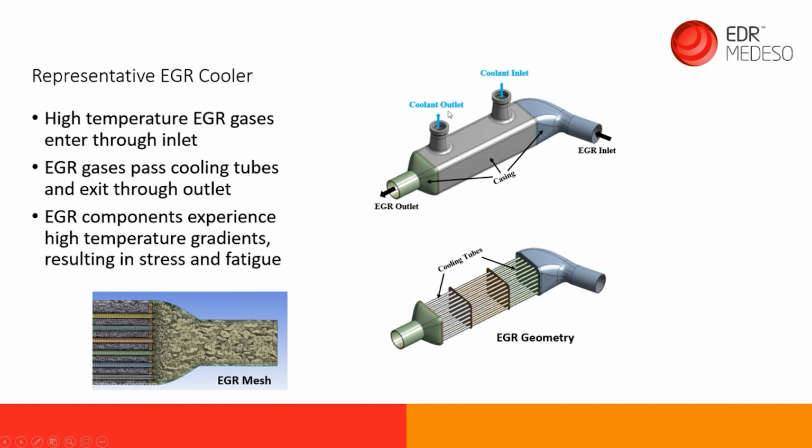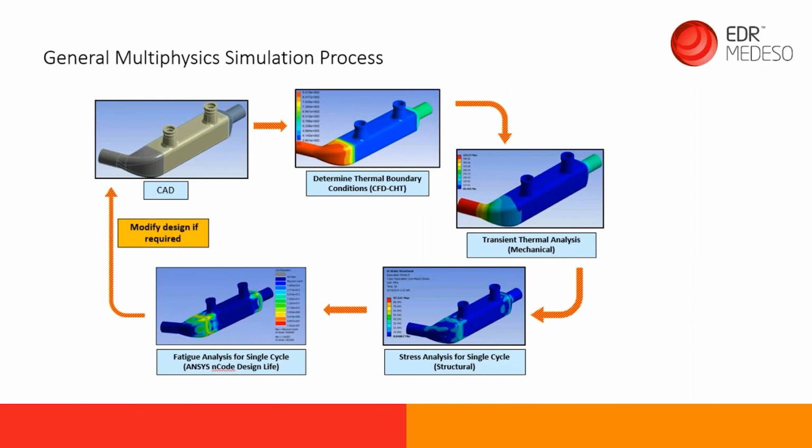Now, this kind of device does have thermal shocks, and that's generally what we're worried about, and that's why you would use this kind of workflow. So we start from CAD. We move over to the CFD CHT analysis. That then is used to provide a heat transfer coefficient across the surfaces to the thermal analysis in Mechanical. So in this case, we're calculating the volumetric temperatures in Mechanical.